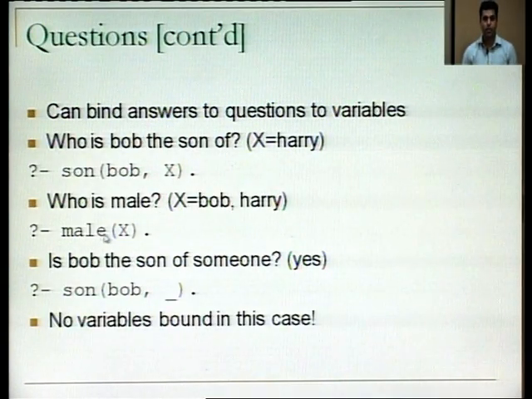Who is male? You can ask the question male X. Whatever the different values of males are, they will be printed as X is equal to Bob, X is equal to Harry. Is Bob the son of someone? Son Bob. Here we have not written any variable. This is known as the don't care condition. We don't care whatever the value of the variable is, it should have a certain value. The answer will be in the form of yes or no. No variables are bound in this case, so the answer will come in the form of yes or no only.